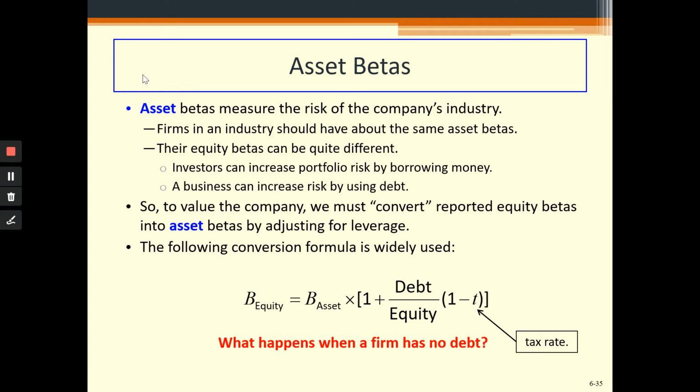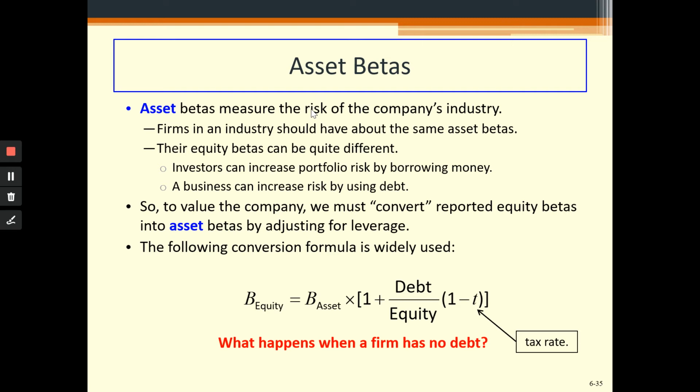So here we can see that asset beta measures the risk of the company's industry. Firms in the same industry should have about the same asset beta, and their equity beta can still be different because it depends mostly on the debt present in the company. If there is more debt, that company is more risky for its equity holders.